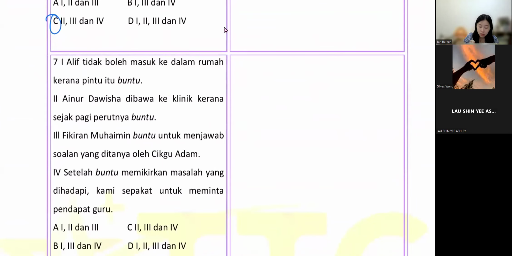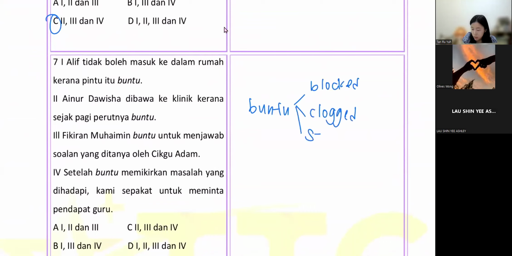Okay, question number 7. Buntu means block, or stuck. Actually, what's my answer? B. 1, 3, 4. Yes, correct.